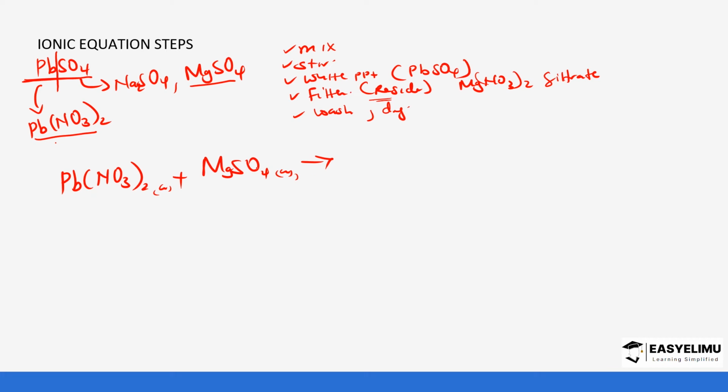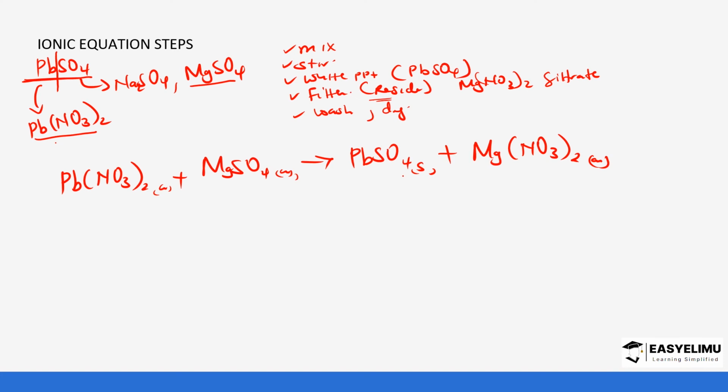Lead picks the sulfate, it becomes lead sulfate. And remember, this is insoluble, so it is in solid state. And then magnesium picks the nitrate, so it becomes magnesium nitrate, which is aqueous, soluble. So you can see from the choices we picked, we are able to get the product we wanted.